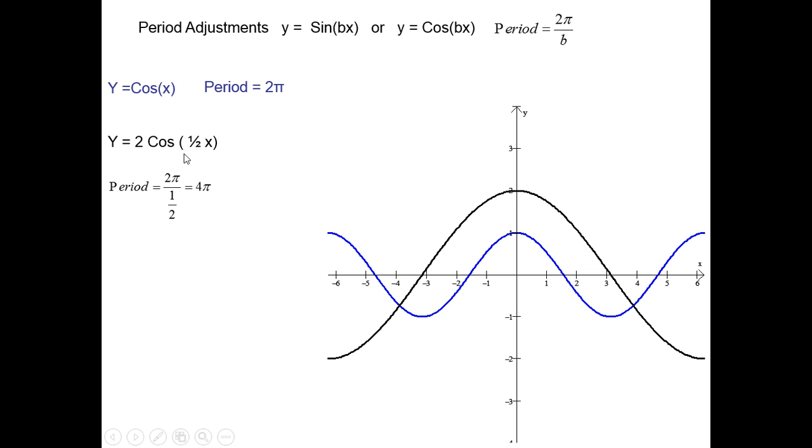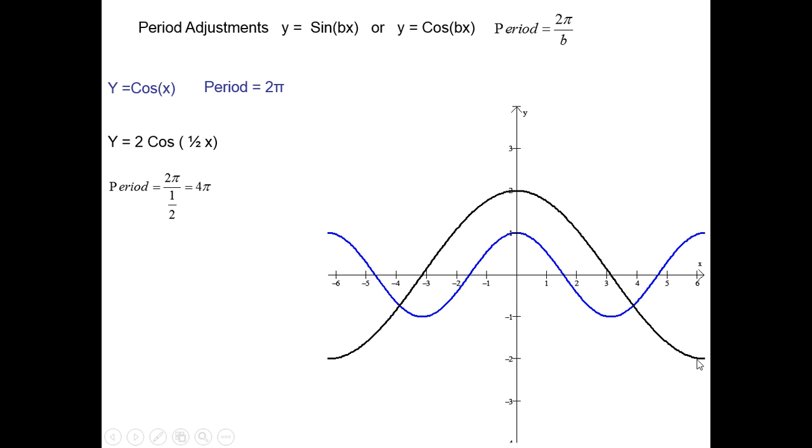So the coefficient 1/2 in front of the x has given us half as many wavelengths, but the trade-off is each wave is twice its normal stretch. Normal period, 2 pi. This is stretched out to 4 pi.